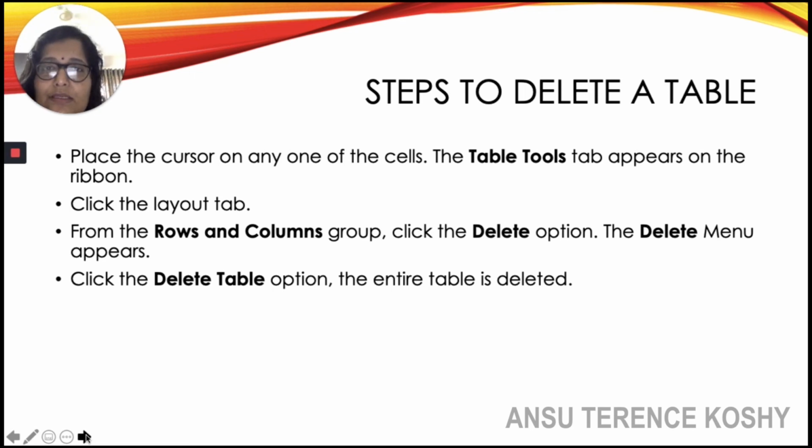One way to do it is, you need to click somewhere on the table. Then at that time, Table Tools appears on the top. From that, you have to go to the Layout tab. In that, there is a Rows and Columns group. From that, you have to find the Delete option. And then click on Delete Table. The whole table is deleted.